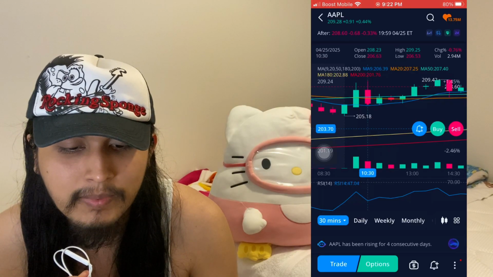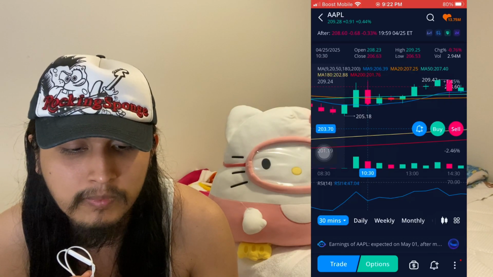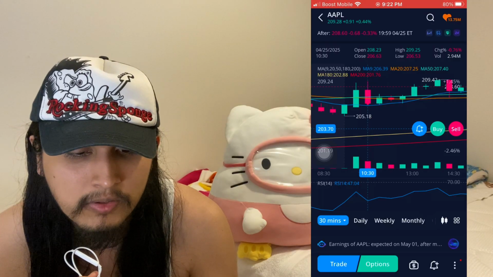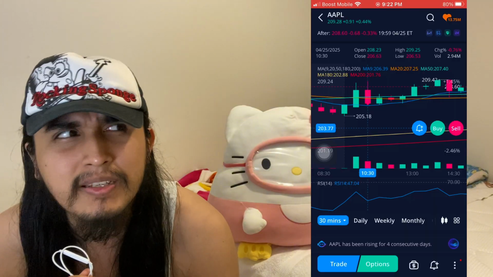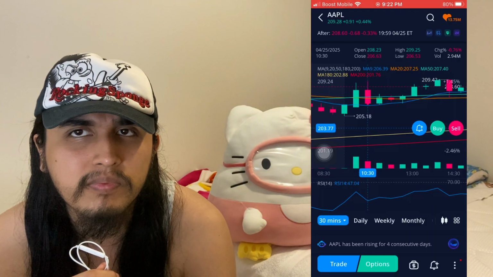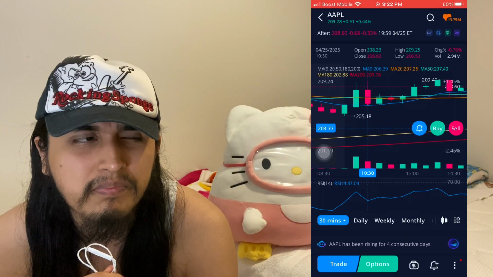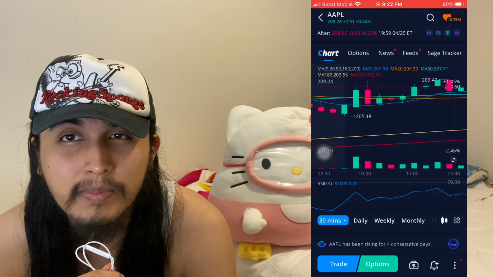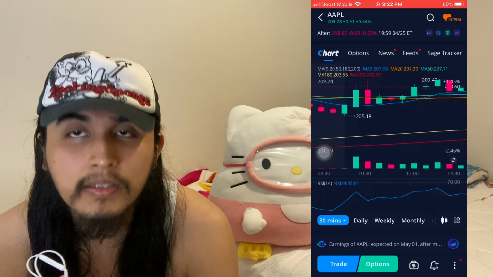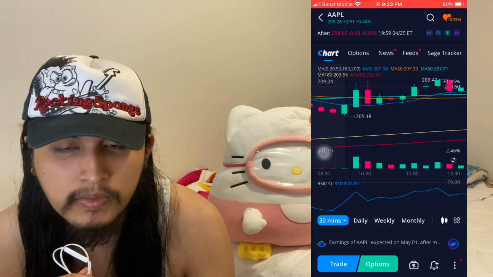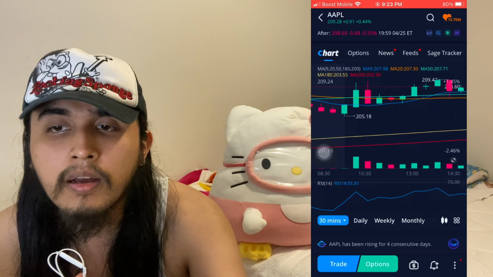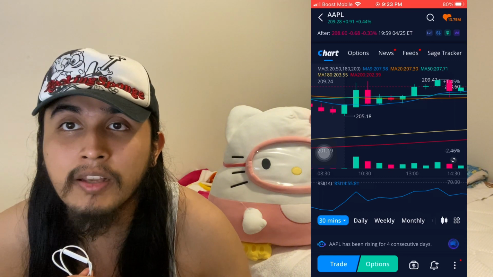Let's say my position goes all the way down from 209 to the 50-day moving average, which reads 207. I think my position would be down maybe 15%, maybe 10%. Once I see it land on the 50-day moving average, I'll buy a couple of call options.